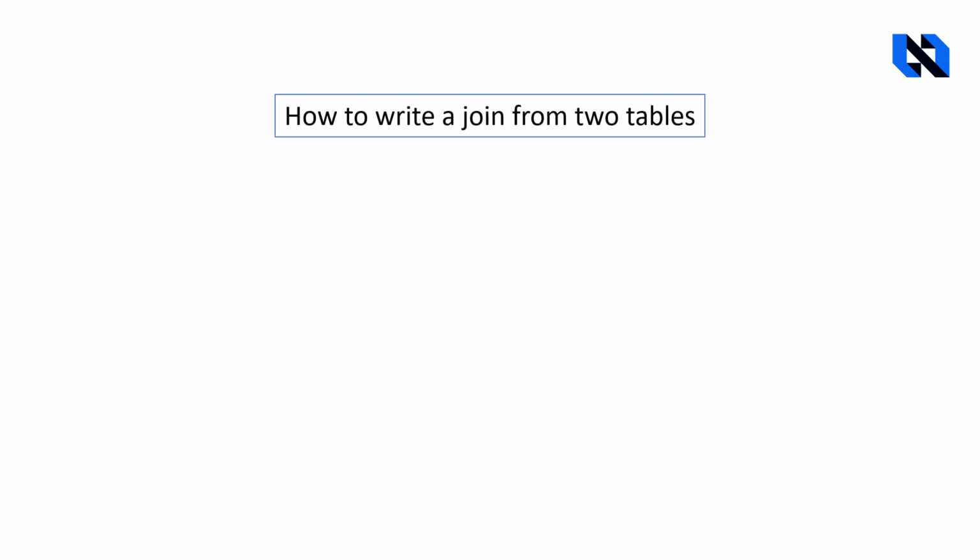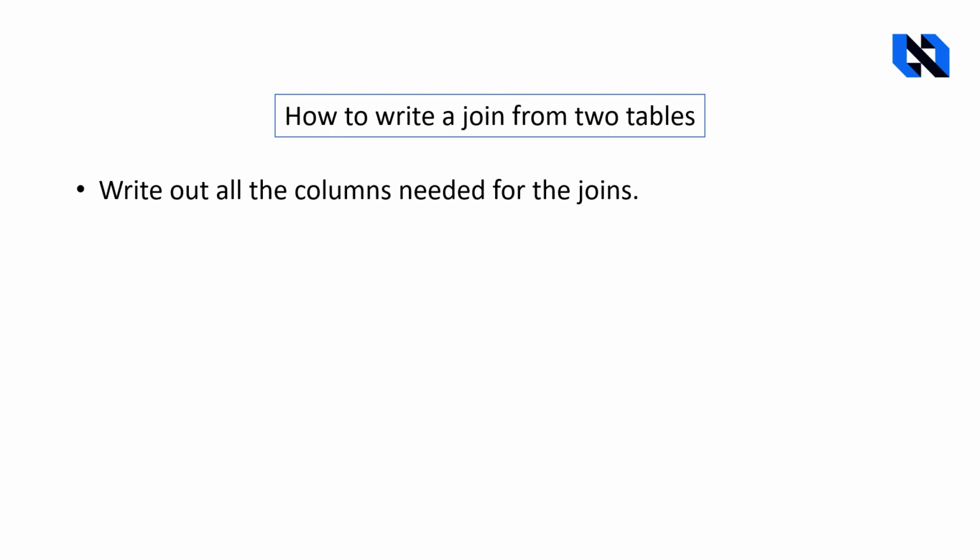Great. Now, how do you write joins from two tables? If you can understand these four steps, then writing a join would be very, very easy. The first step is to write all the columns you need for the join. Those columns are just basic specific columns that have been required either by your manager or whoever wants you to write that particular query. So write out all the columns needed for the joins.